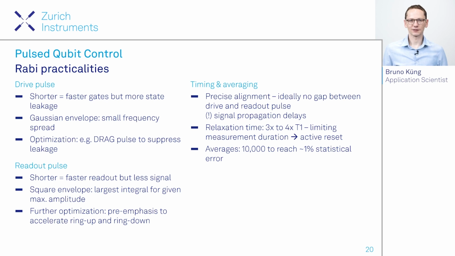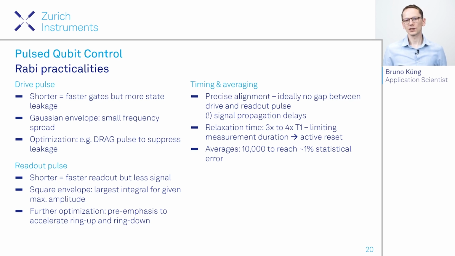A square pulse is what gives you the best integral for a given max power, and for further optimization, what you can do is pre-emphasis of the pulse to speed up the ring-up and ring-down times of the readout resonator. In terms of timing and averaging, it's important that the control and readout pulses are well aligned, ideally with no significant gap between them. So synchronization is important, and also taking care of the signal processing propagation delays to avoid an overlap of the pulses at the sample.